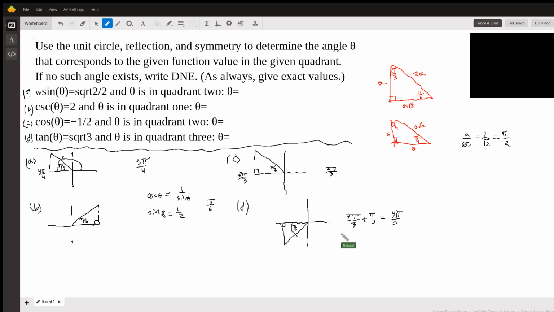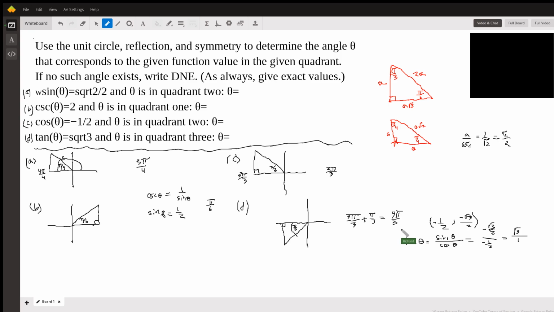Now, if you were doing this by memorizing 4 pi over 3 on the unit circle, it has the coordinates negative 1/2, comma, negative root 3 over 2. And so you would find the tangent by taking the sine and dividing by the cosine. So this is negative root 3 over 2 divided by negative 1/2. And that gives root 3 over 1. And so you can find it that way.